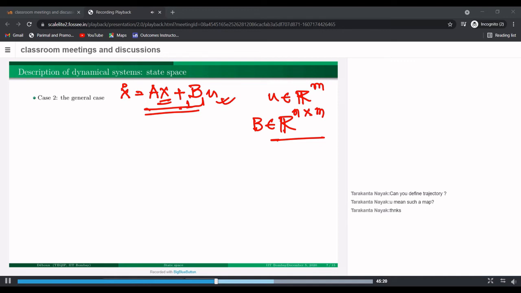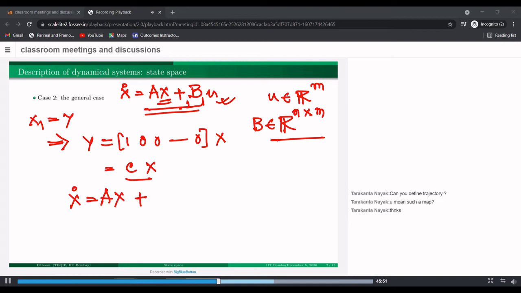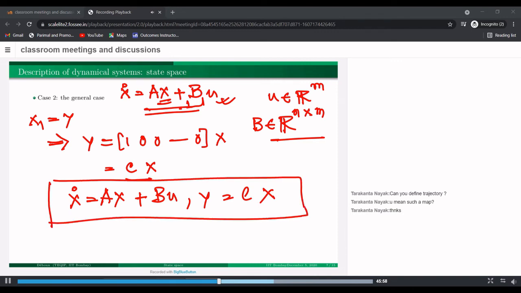It so happens that I have to relate y with this x. And how do we do that? Well, remember we have defined x1 to be equal to y, which is a fancy way of writing y equals 1 0 0 dot dot dot 1 0 into x, and we call this cx. So together the equation becomes x dot equals ax plus bu and y equals cx. And this is a form of equation that you have already seen in the first part of today's lecture. Is it all right? But still, we have not yet answered the question of what we are going to do when there are derivatives of the input.